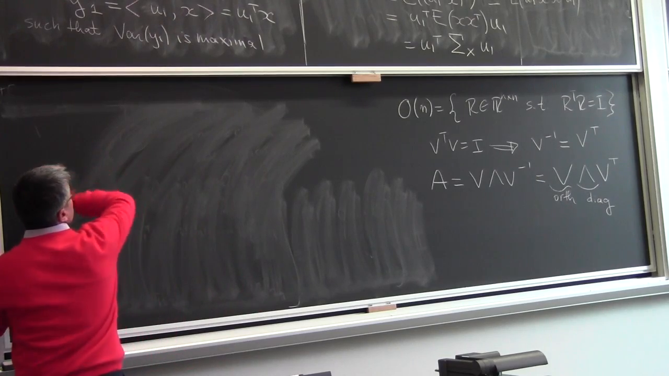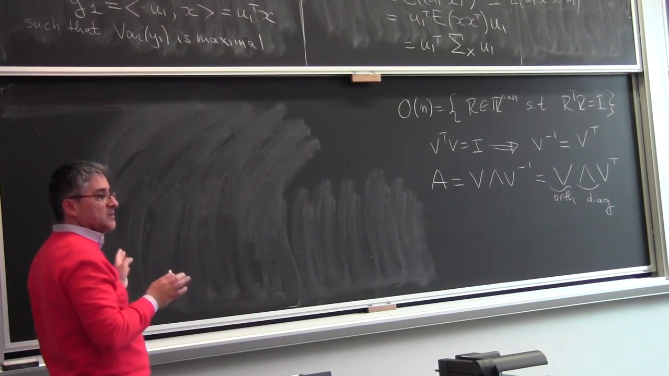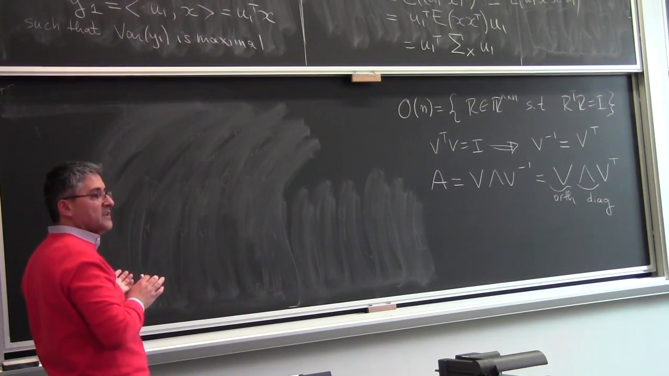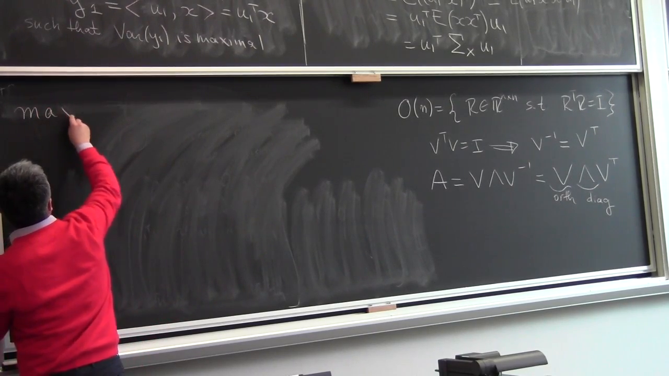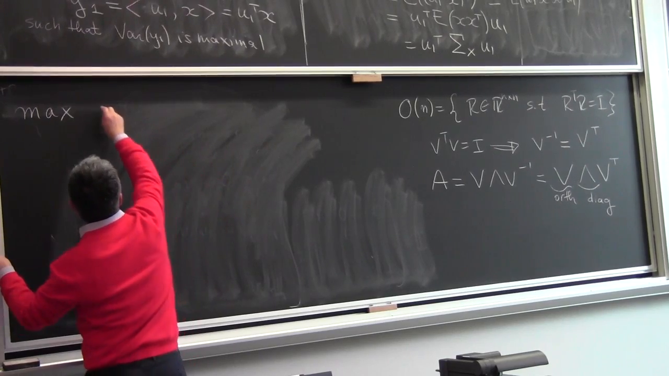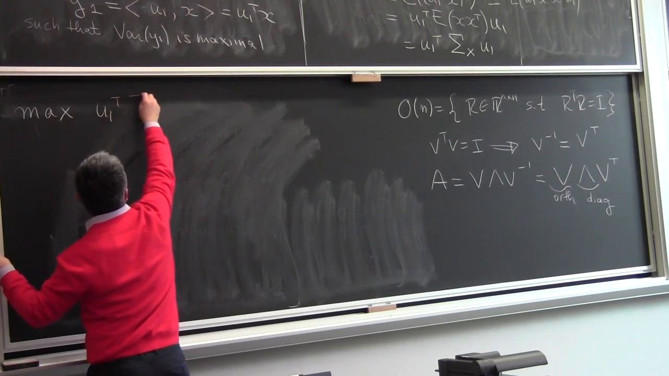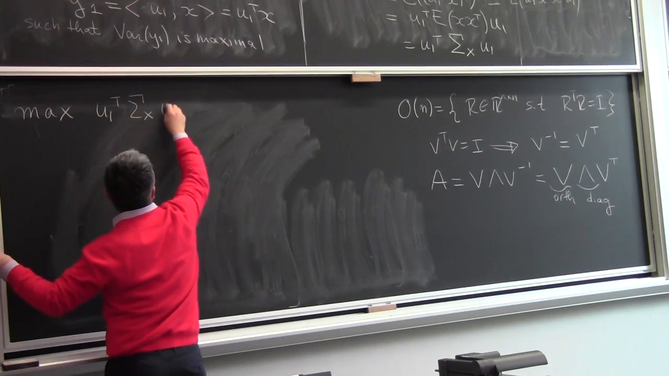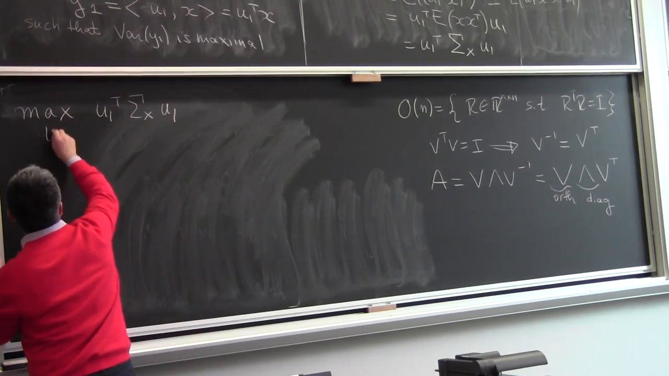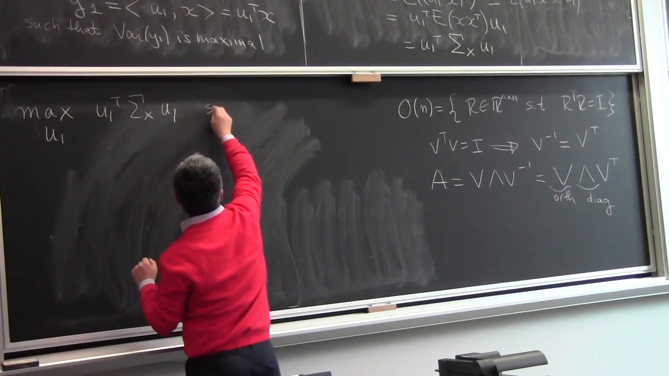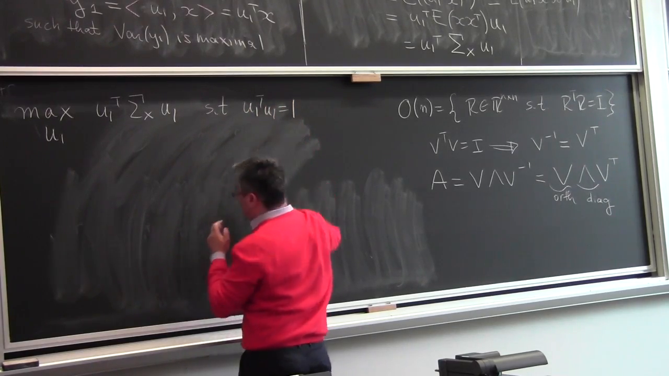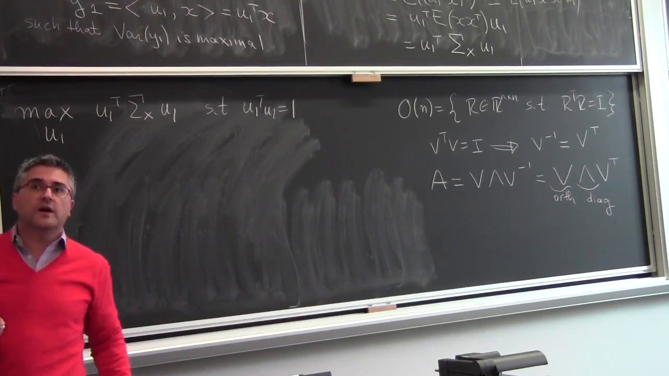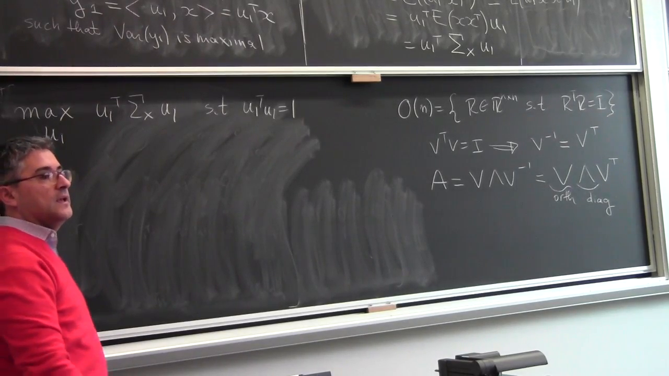So now, no more statistics. Forget about statistics. I have converted everything into an optimization problem. I need to now maximize the variance, but the variance is U1 transpose sigma x U1, with respect to U1, such that U1 transpose U1 is equal to 1, such that the vector U1 is of unit norm. All right?